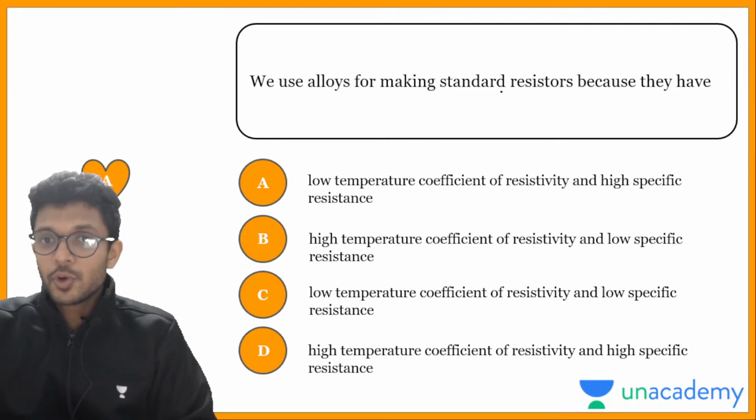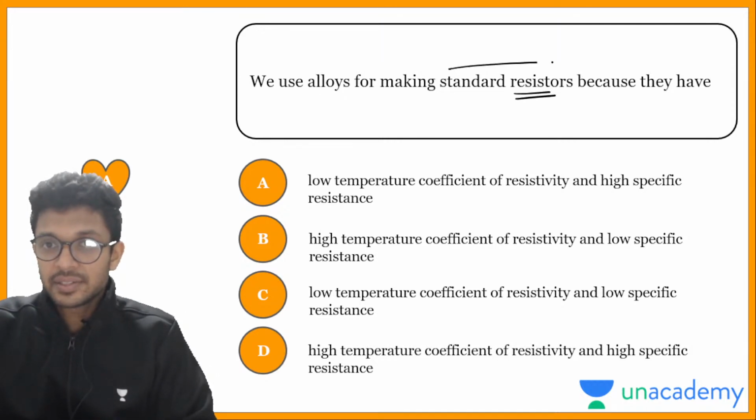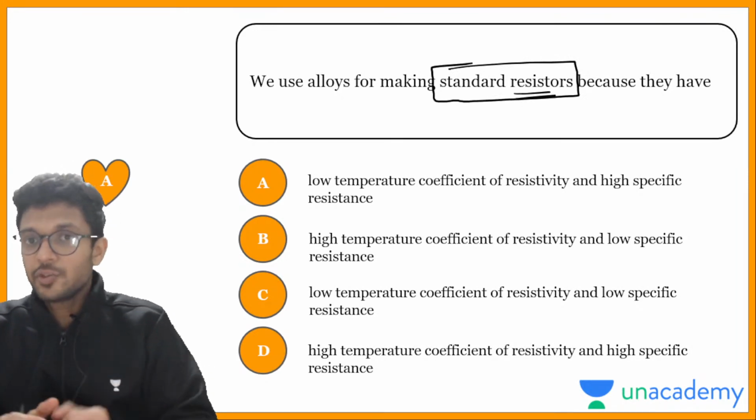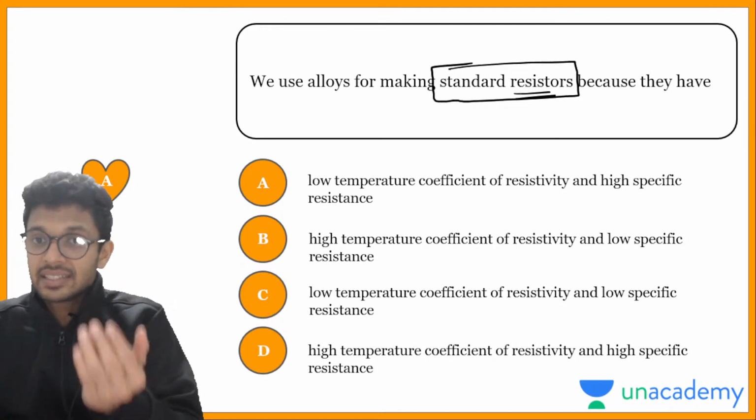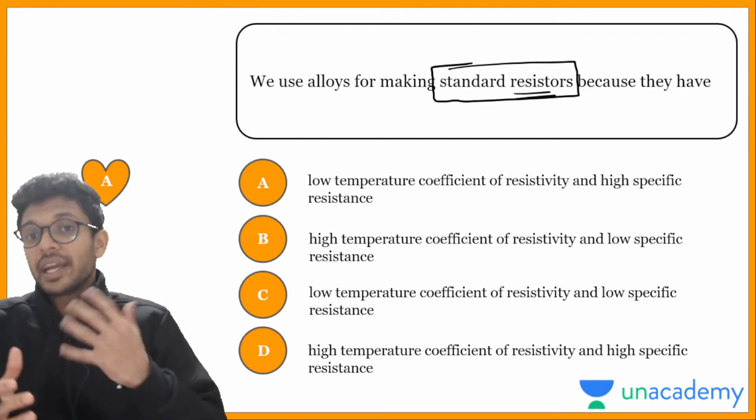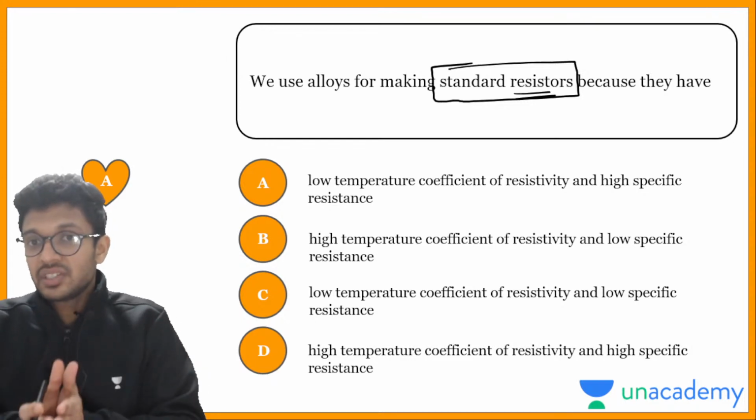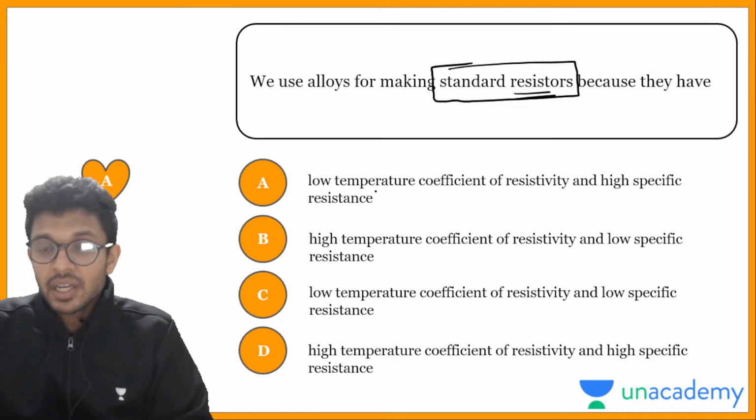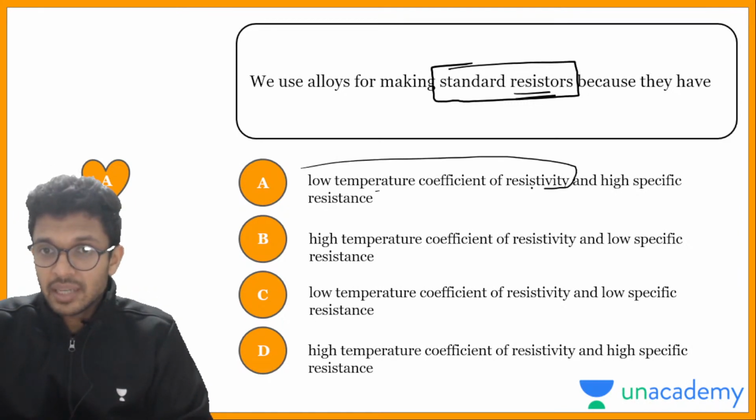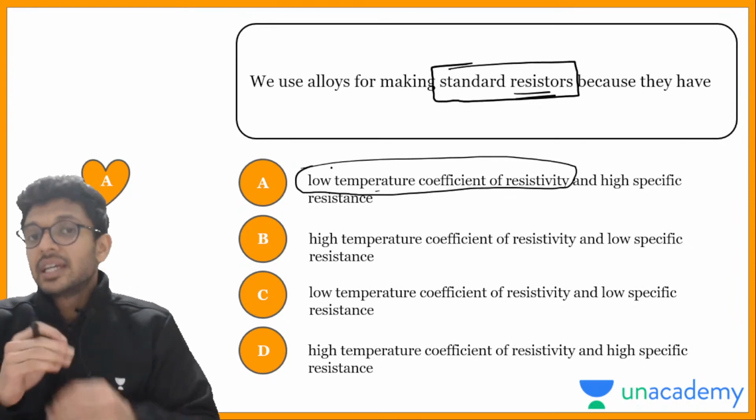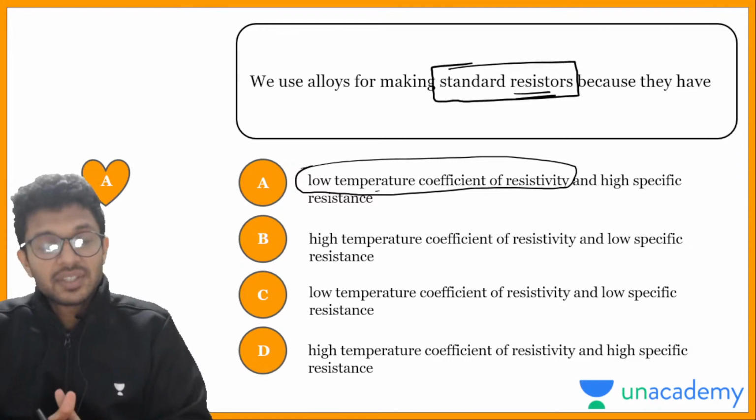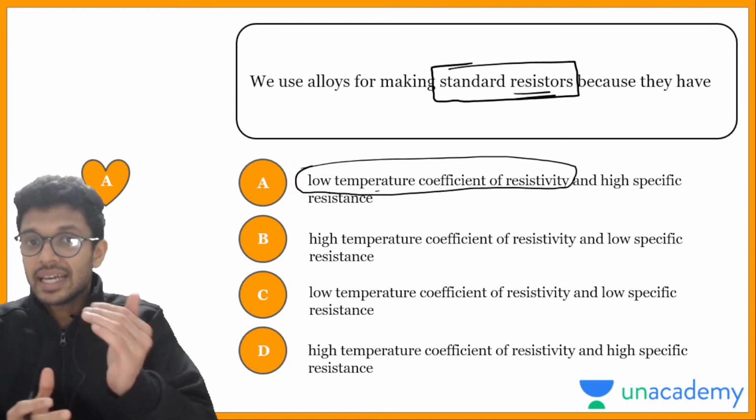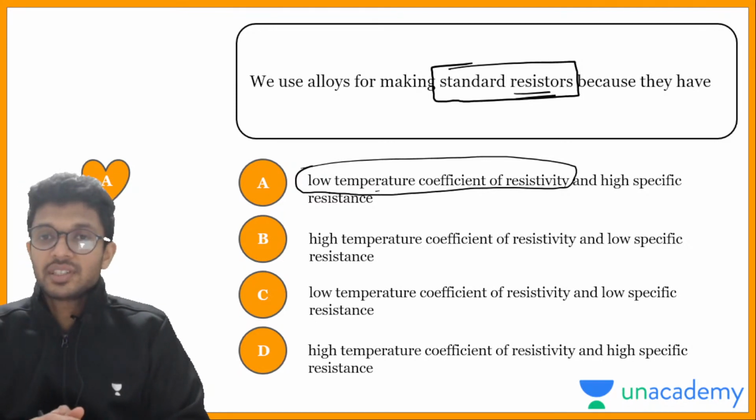We use alloys for making standard resistors. Tell me what a standard resistor is. A standard resistor is that kind of material which doesn't change its resistance or resistivity according to the temperature. That means if temperature changes, its resistance value should not change. So the temperature coefficient should be very low. If the temperature coefficient is low, the dependence of the resistivity of the material on temperature will be less, right? So we should have a low temperature coefficient of resistivity, that's one thing.